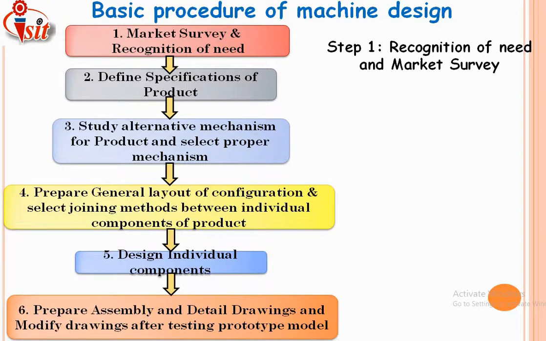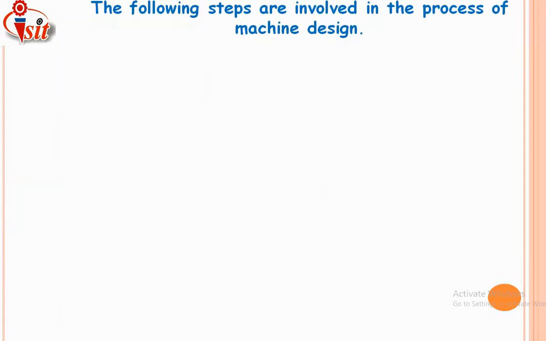As a design engineer, you should carry out a market survey, and from that market survey you come to know the need of the hour. And when you decide the need, then you formulate the purpose for designing that component, and then you start your design procedure. So this is the first step in designing a machine component, that is the market survey and recognition of need. Now next is to define the specifications of the product.